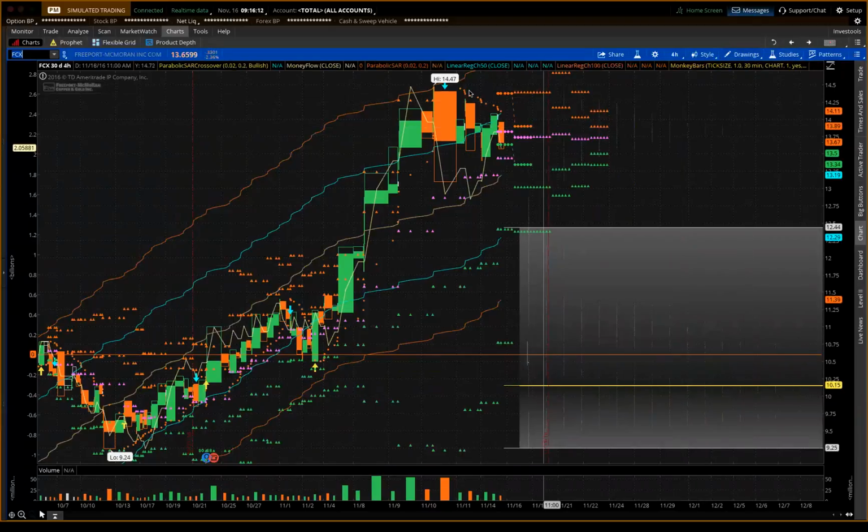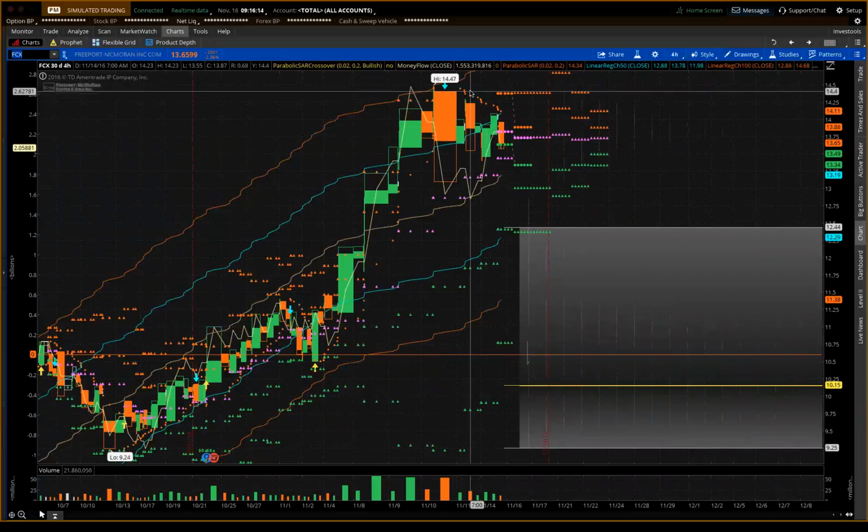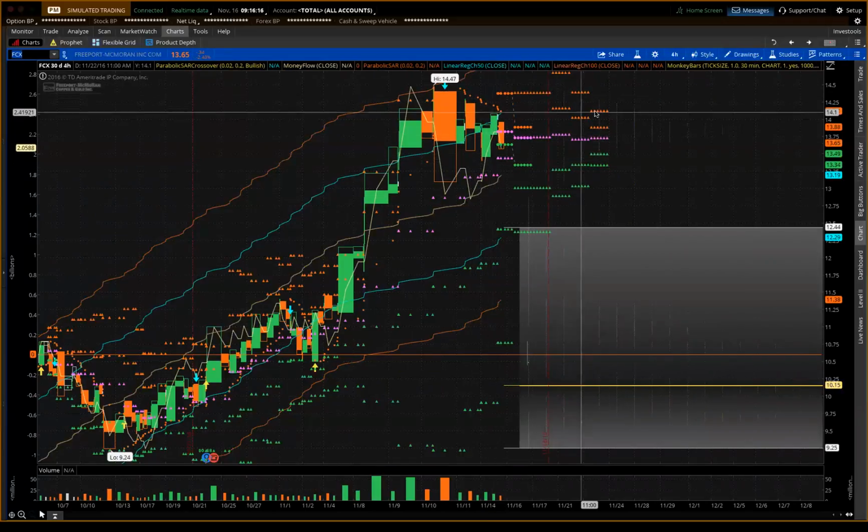Do I think it's more to run to the upside? Well, it's one of those you buy the breakout, move your stops underneath, which is less than $1, 80 cents.